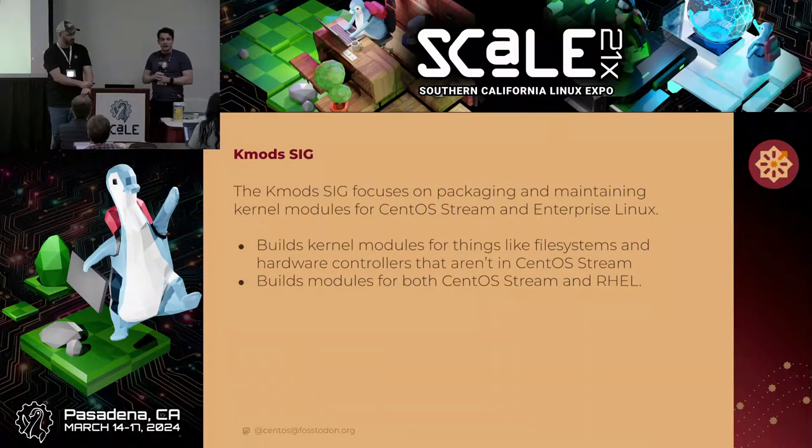There's a Kmod SIG, which packages a bunch of kernel modules, again, for stuff that maybe we don't want to put in CentOS Stream for support reasons or whatever. But they package up a bunch of kernel modules for things like different file systems or supporting various pieces of maybe obscure hardware. But it's not obscure if you need it, right? So they build a bunch of kernel modules, and they build them for both CentOS Stream and for RHEL. And those RHEL ones should be okay for any of the RHEL derivative systems out there.